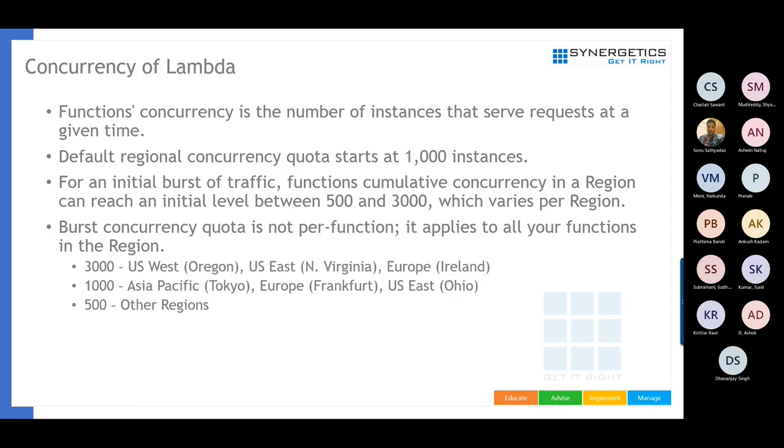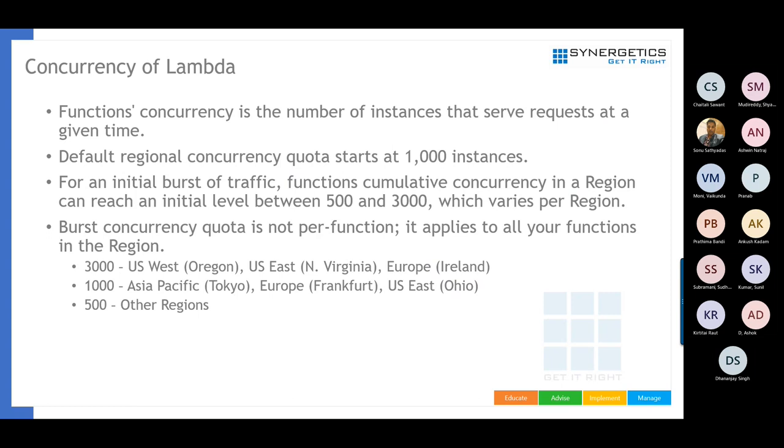For an initial burst of traffic, the function's cumulative concurrency in a region can reach an initial level between 500 and 3,000, which varies per region. So the default is 1,000 in almost every region, but it can vary, meaning it can be increased or decreased between 500 and 3,000. The burst concurrency quota is not per function. It applies to all your functions in that region. So concurrency is not only for a single function. If you have 10 functions in one region, this is applied collectively to all 10 functions. Suppose in US West, US East or Europe, the maximum is 3,000. It's not per function. Collectively, a total of 3,000 is the concurrency value.